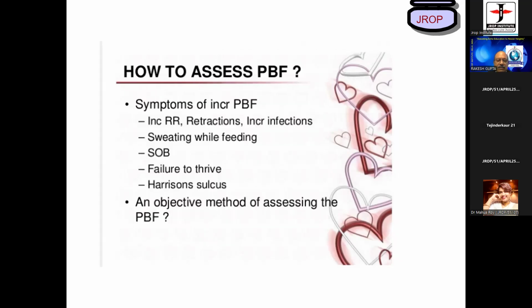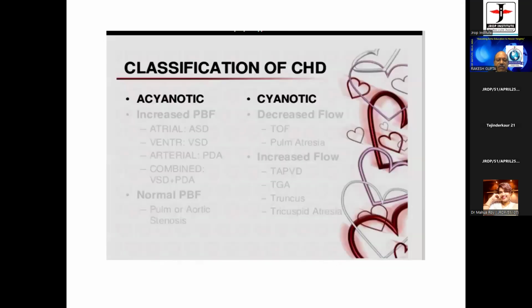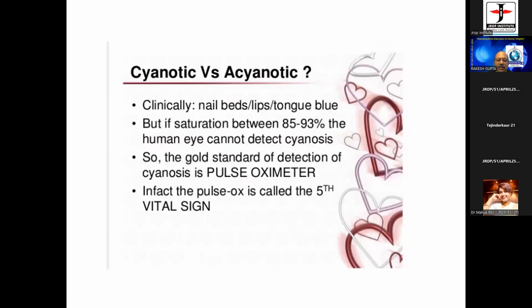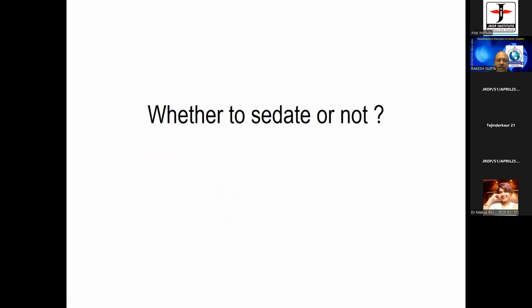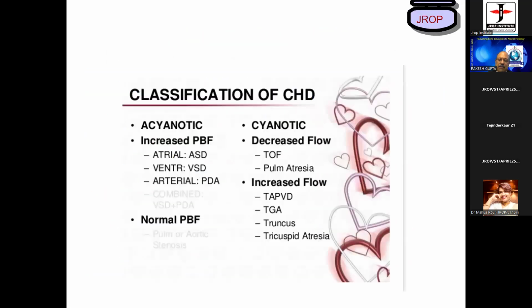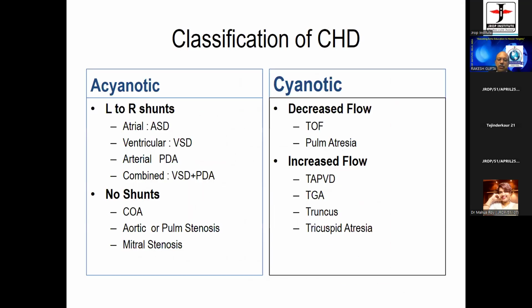So that comes to the next question: we always look at the lungs, whether the lung fields are oligemic or hyperemic. So three take-home messages in the pediatric population: we look at the cyanosis level, we look at the lungs level, and we look at oxygen levels.